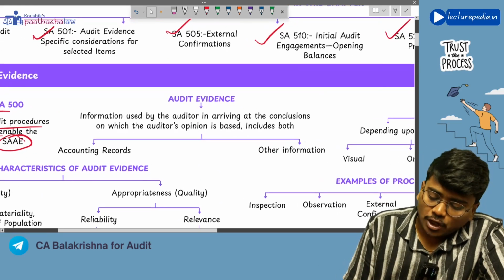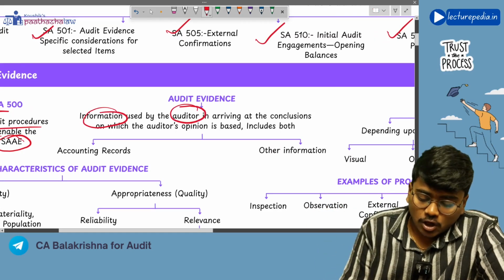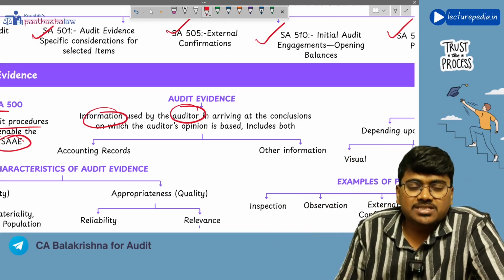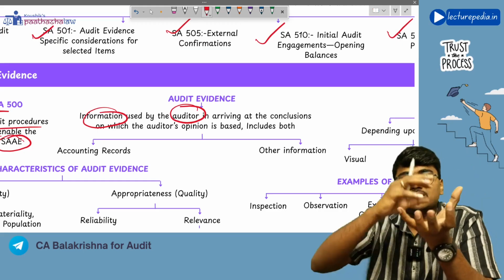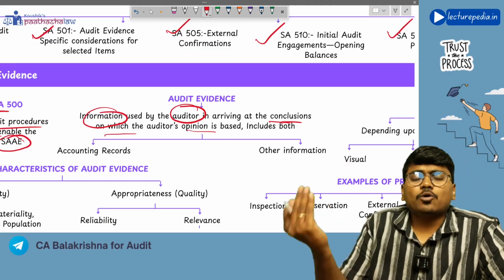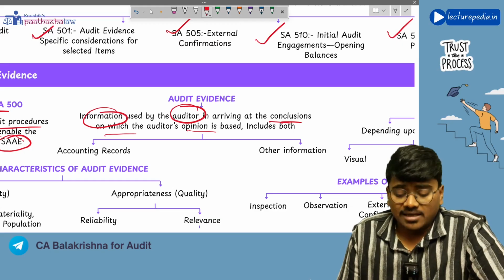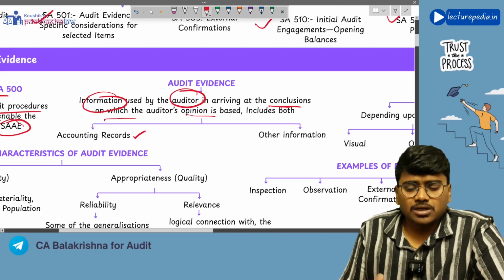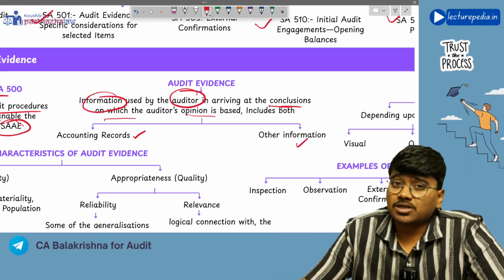Audit evidence is the information which is used by the auditor in arriving at the conclusions on which the auditor's opinion is based. Remember the flow I told you just now: by performing audit procedures you obtain audit evidence, and based on it you draw your conclusions. That is the definition of audit evidence. It includes both accounting records as well as other information that the auditor obtains during the audit.